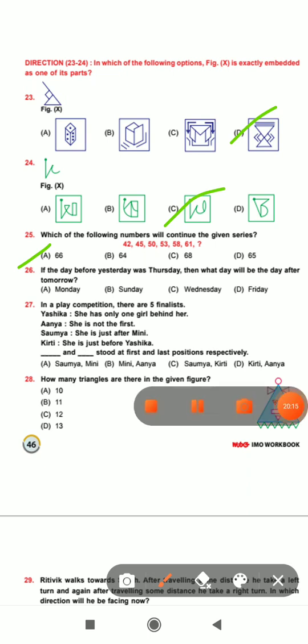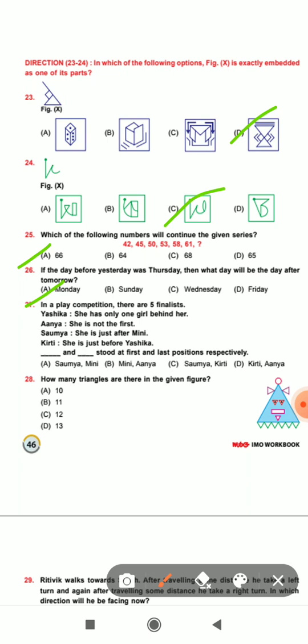If the day before yesterday was Thursday, then what day will be the day after tomorrow? Okay, the correct answer is Monday. Yesterday was Thursday, so the day after tomorrow is Monday. The correct answer. Okay. Next 27.